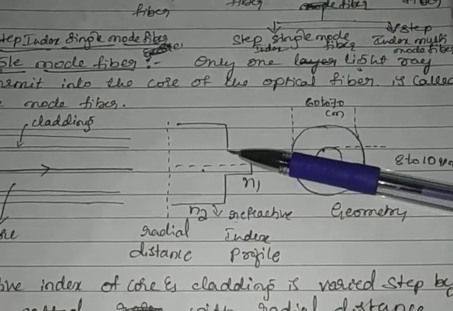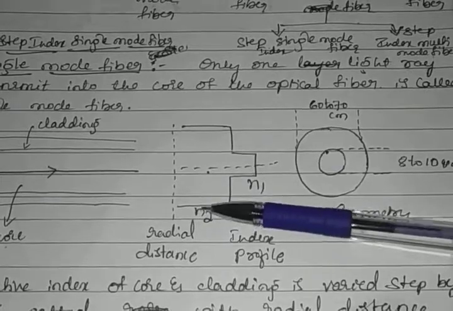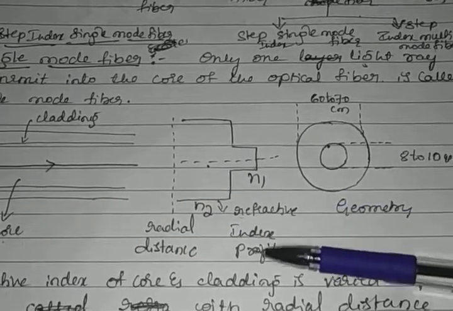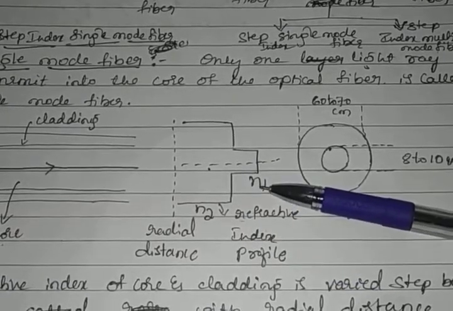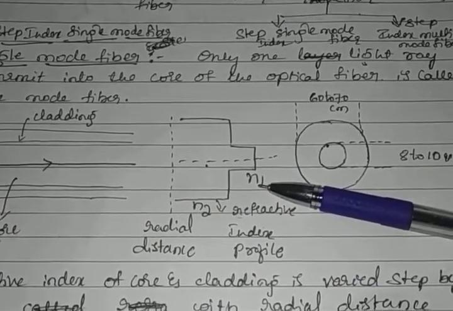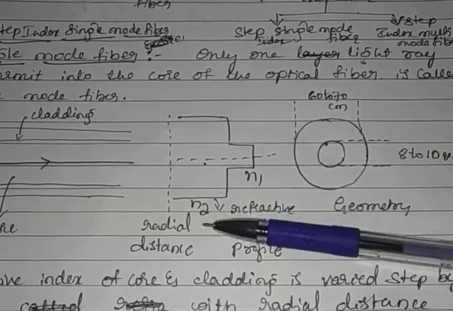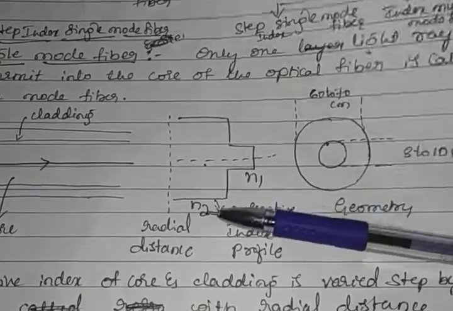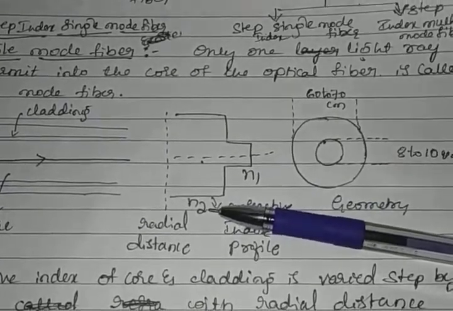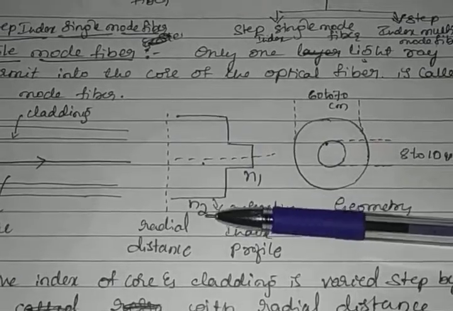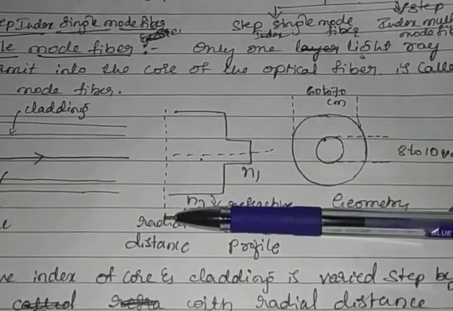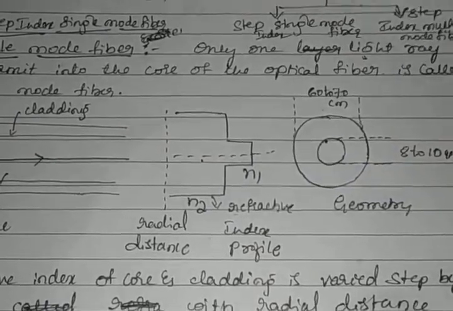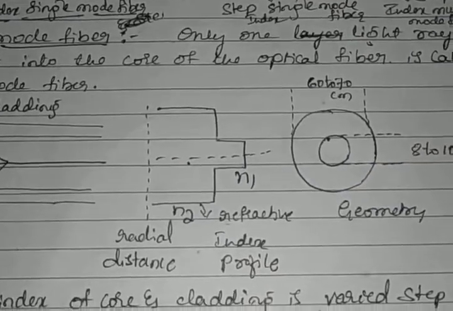This represents the refractive index profile. What is refractive index profile? This refractive index is the refractive index of core. N1 means refractive index of core. N2 is refractive index of cladding. When the core and cladding refractive index is varied step by step with radial distance from the optical fiber axis, that is known as refractive index profile.